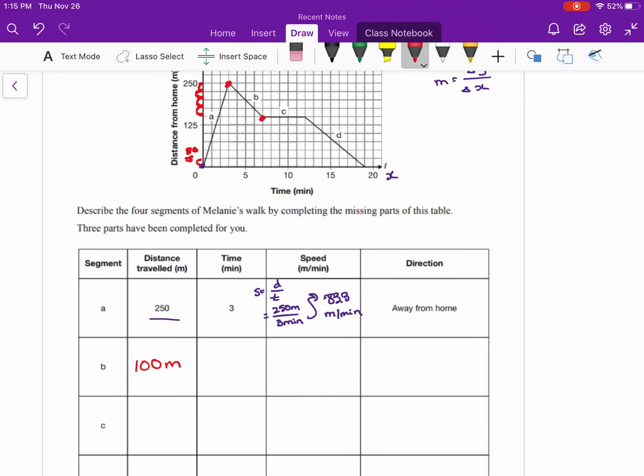And how long does that take her? Well, we can see these are going up by 1. So 1, 2, 3, 4 minutes. So for our distance divided by time, which is 100 divided by 4, we would have 25, and it's a good idea to put in your units here so that you know what your units will be at the end, meters per minute. And we can see here she's going back towards her home. She's going the opposite direction.